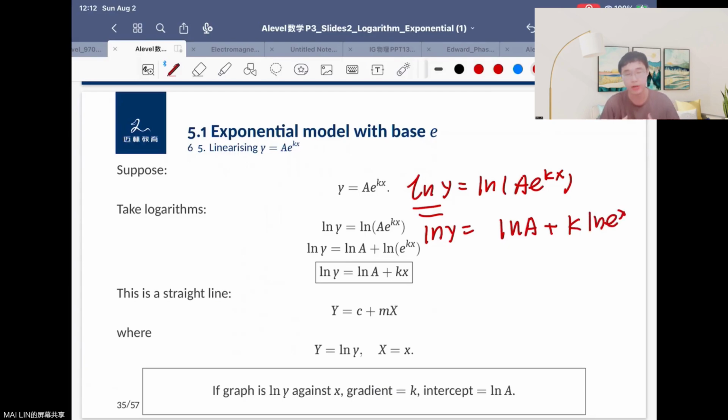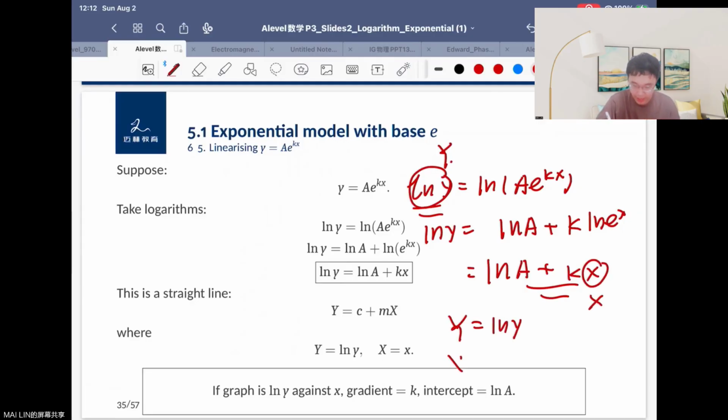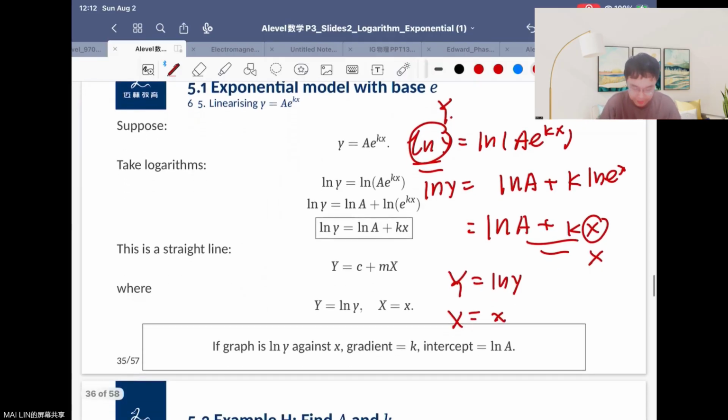We also know the logarithm is the inverse function of the exponential function. So it becomes ln a plus kx, right? That is a function here. You can consider ln y as a capital letter Y, and here is a capital letter X, so we can consider Y equals ln y and X equals the smaller x. That is for the logarithm function here.